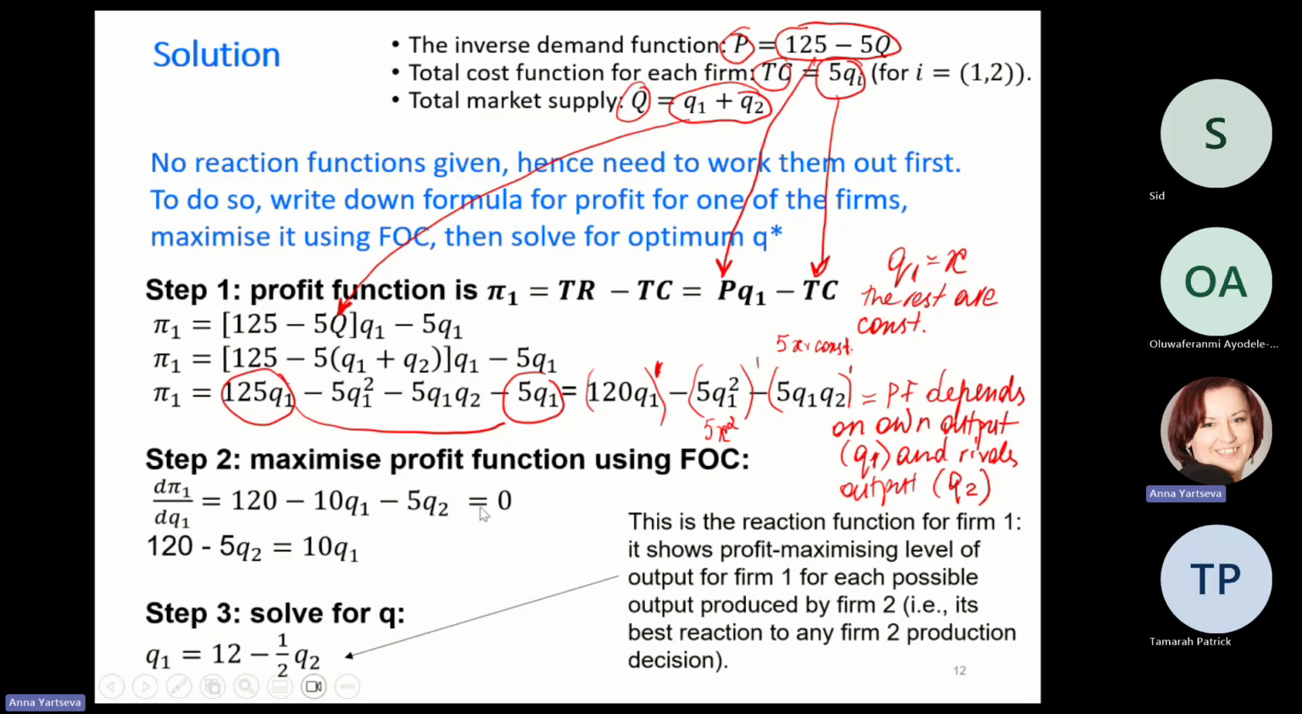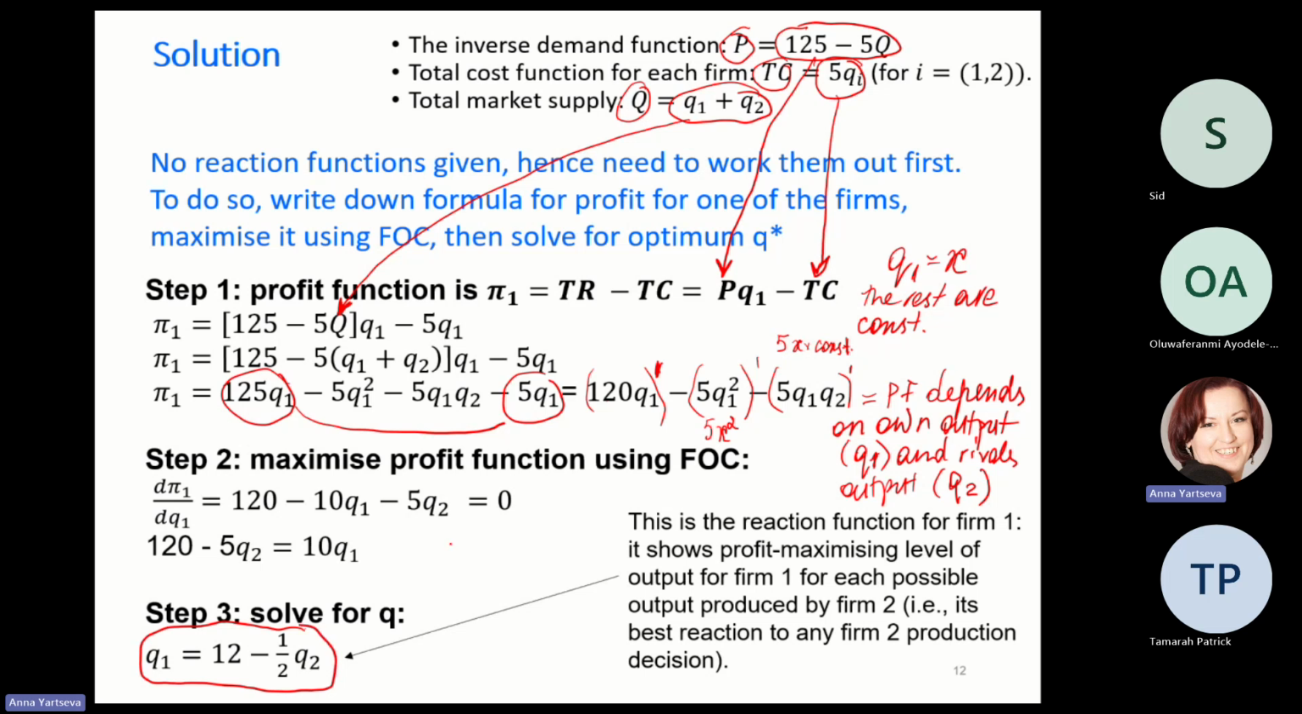Now we need to make it equal to 0 and solve. So we set it equal to 0, and we need to express Q1 from here. We need to solve for Q1. We'll need to figure out what output Q1 we need to select to maximize our profit. So we'll move all terms with Q1 to one side, all other terms to another side. Now we divide each of these terms by 10, and we are left with this expression, 12 minus a half times Q2. So this is our reaction function.